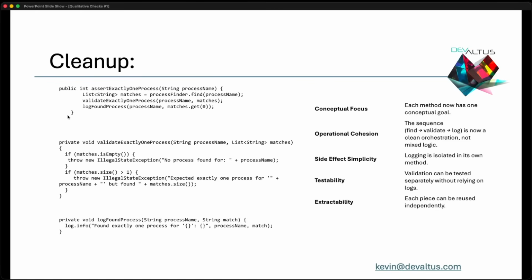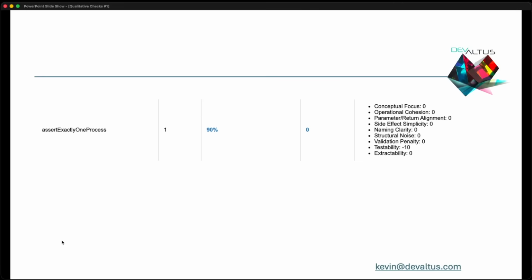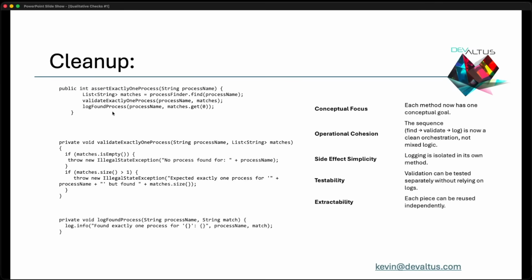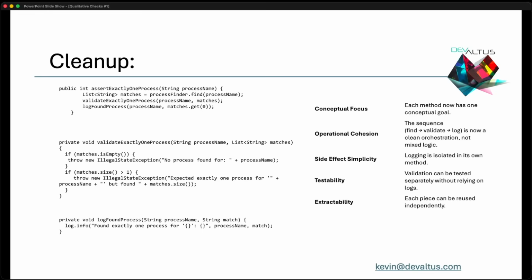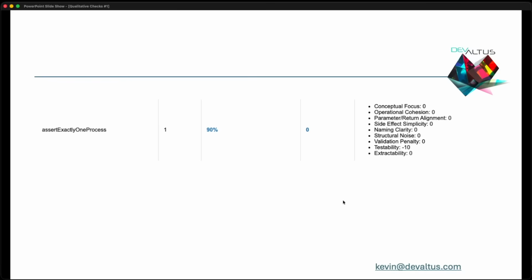And you can see that if I rerun the system running this new clean methodology, right, we'll see that it says assert exactly one process, which is this one up here, has a 90% cohesion rate, right? Again, we are now showing the fact that the conceptual focus, operational cohesion, side effects, simplicity, and extractability, they're all working. We're pretty happy with this. 90% is far above the 75% value that I said I need to look at. And so Bob's your uncle. I'm done. Correct? Well, not really.